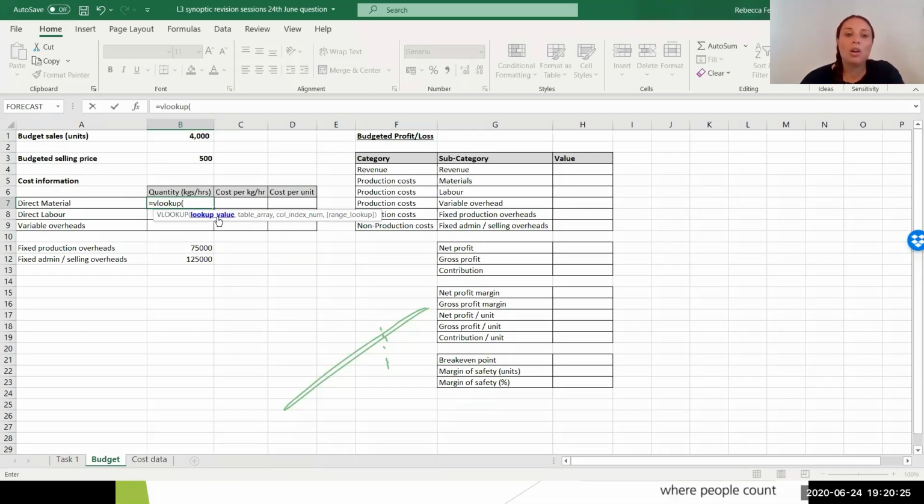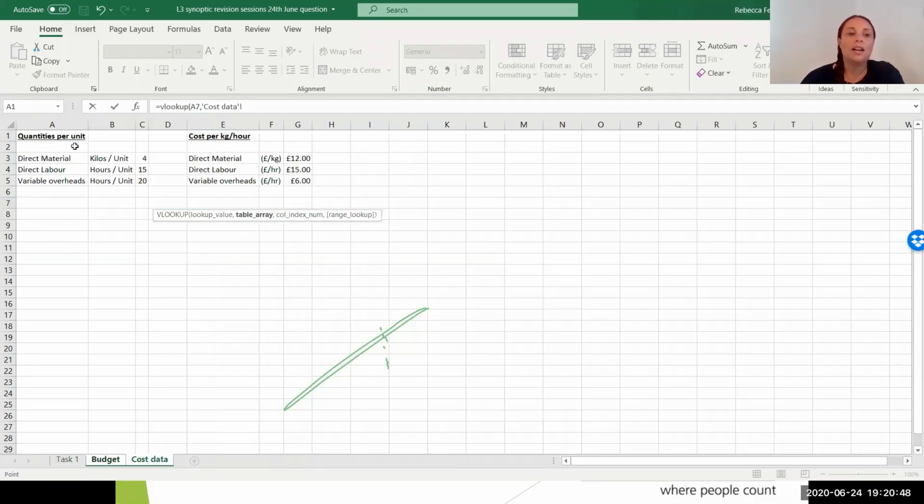So the first one is to do my lookup value. Well, I want to look up this word here, direct materials. So I'm just going to click on it, and that's what I'd like it to look up. And as I press my comma, you can see that it no longer highlights the lookup value. It now highlights the table. Now it told me that I'm going to look it up in cost data. So if I click on my cost data, I'm going to look up A3 through to C5. And if I don't let go of the cursor, you'll see in a little white box underneath 3R times 3C. That means that I've highlighted 3 rows and 3 columns.